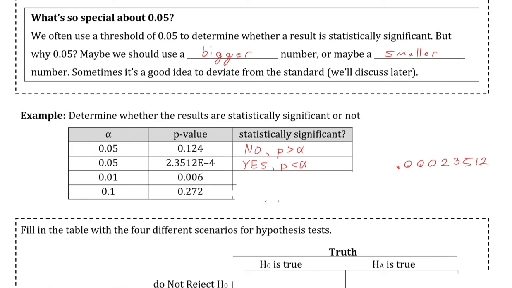If alpha is 0.01, so a different value, and the p-value is 0.006, we again have statistically significant evidence because the p-value is less than alpha. And lastly, if alpha is 0.1 with a p-value of 0.272, we have in this case the p-value is too big, so we say no statistically significant evidence because p-value is greater than alpha.